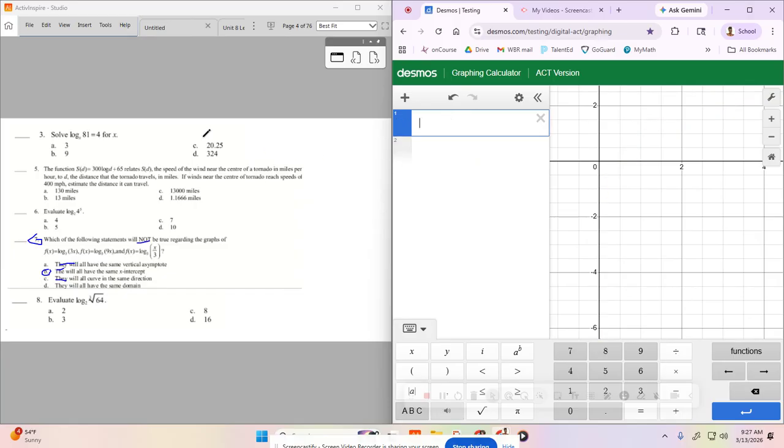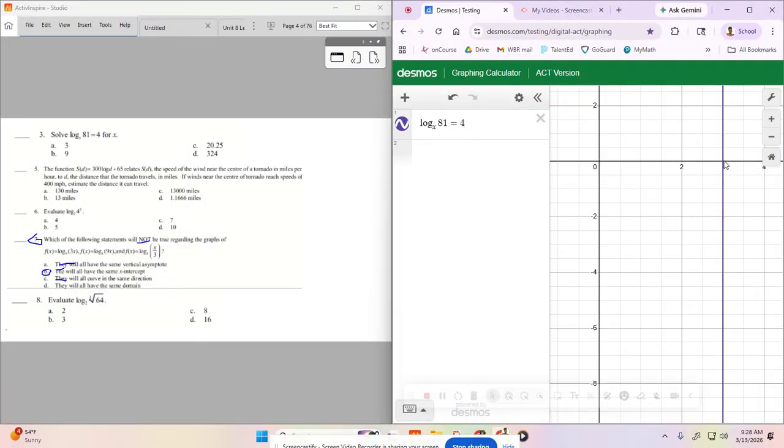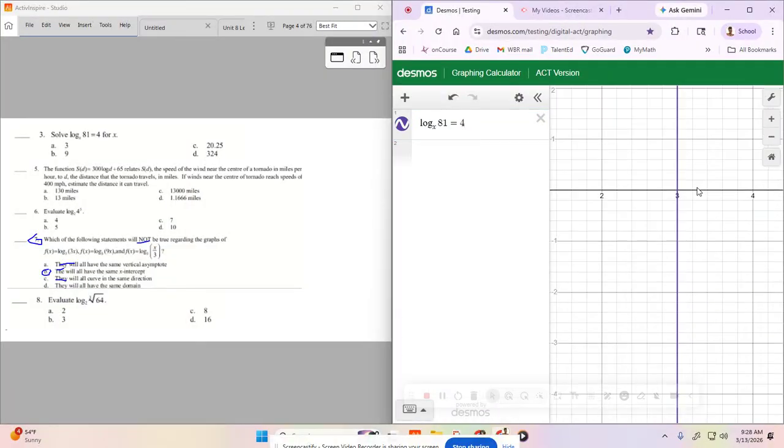Let's go back to number 5. Did I even do 3? I skipped 3. How did I end up on 7? I have no idea, y'all. I apologize. It's a long day. Log base x of 81 equals 4. Where is that at? That is at 3. 3 is my answer.